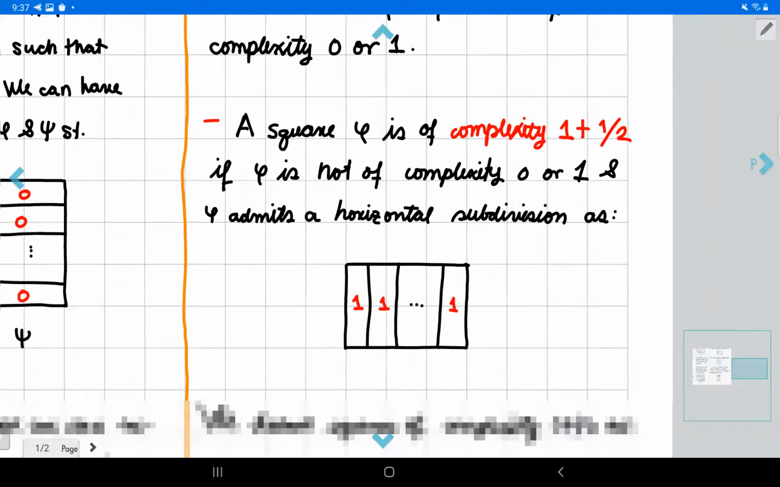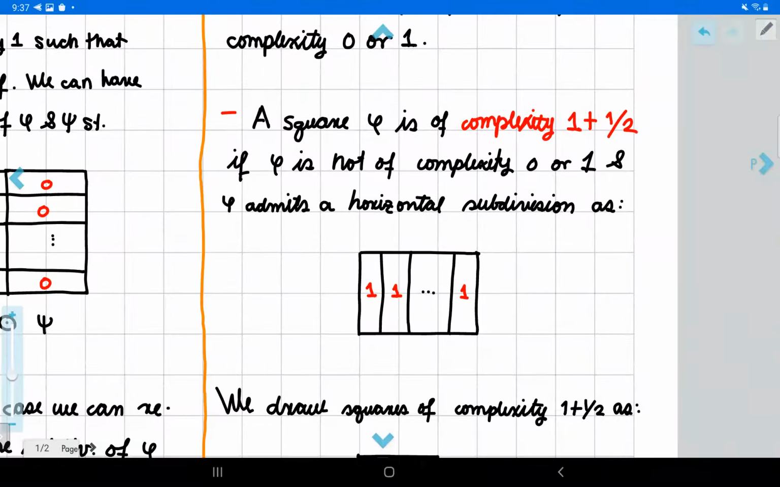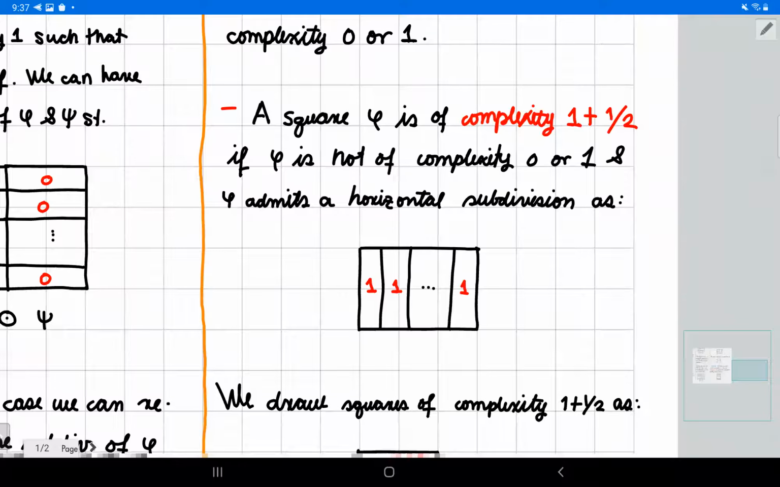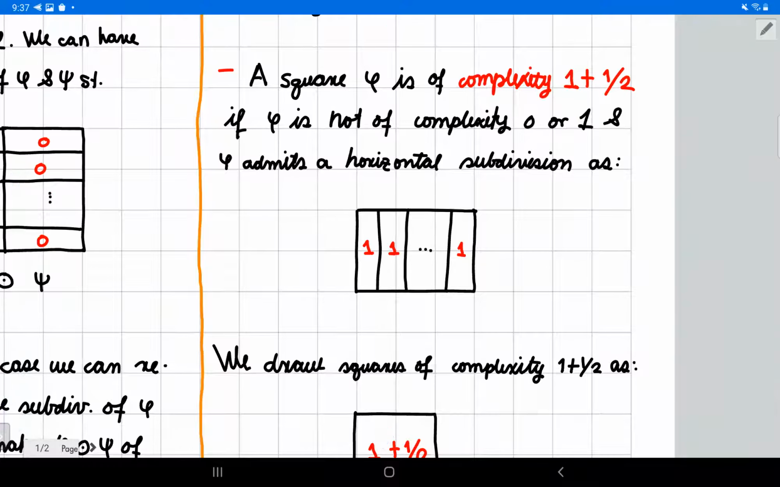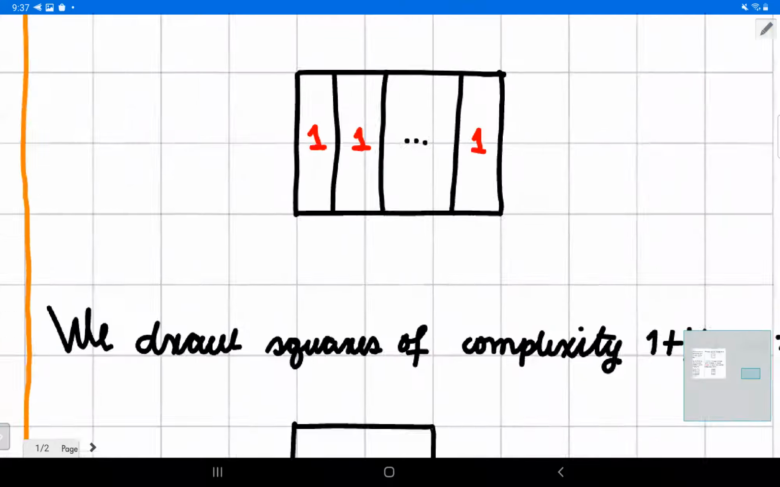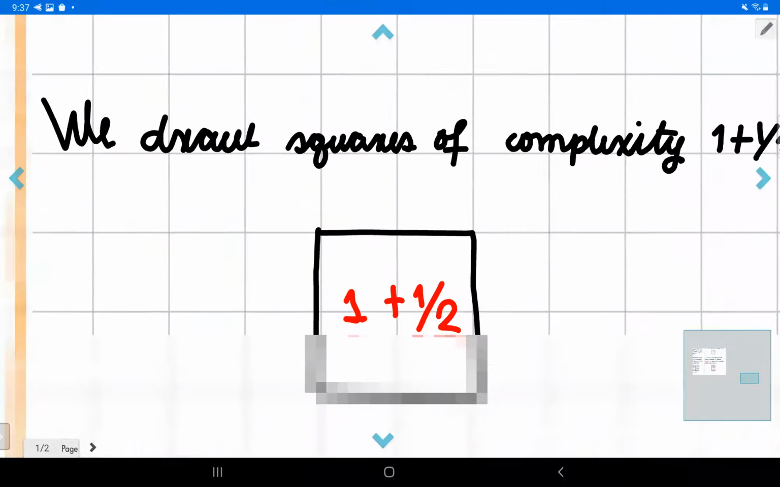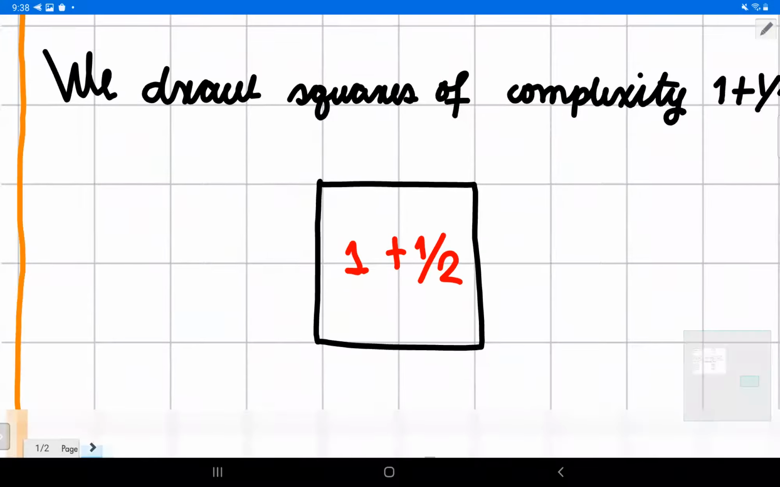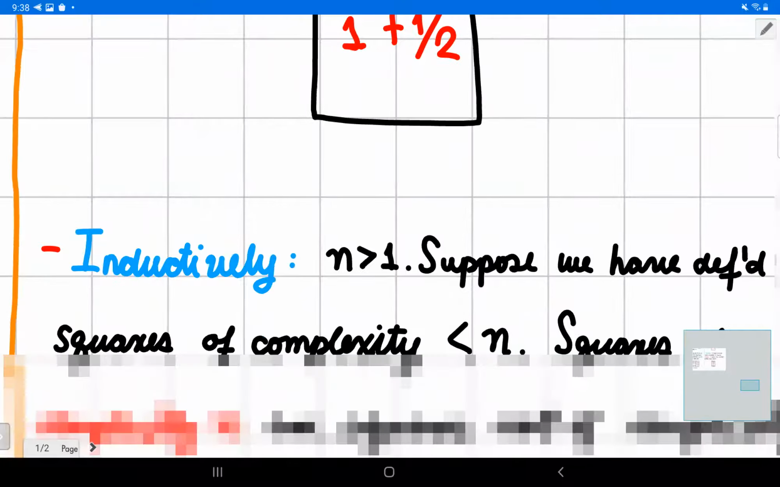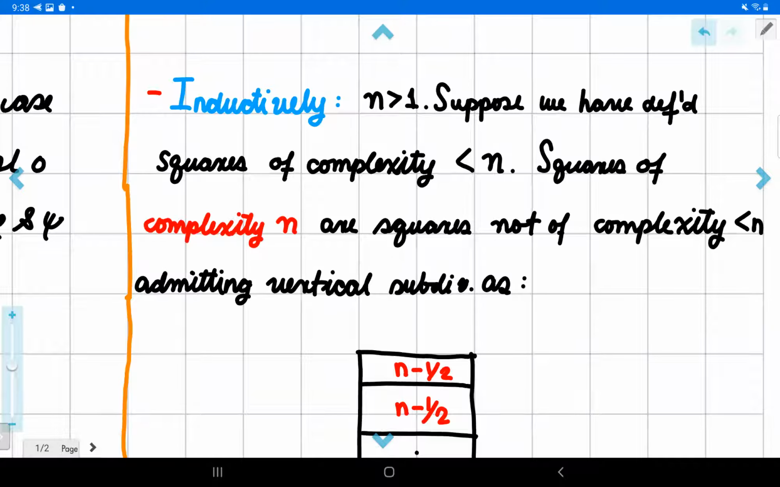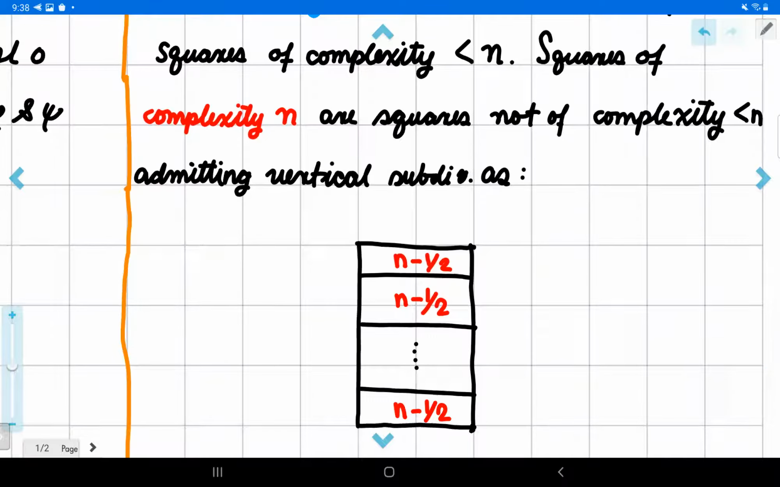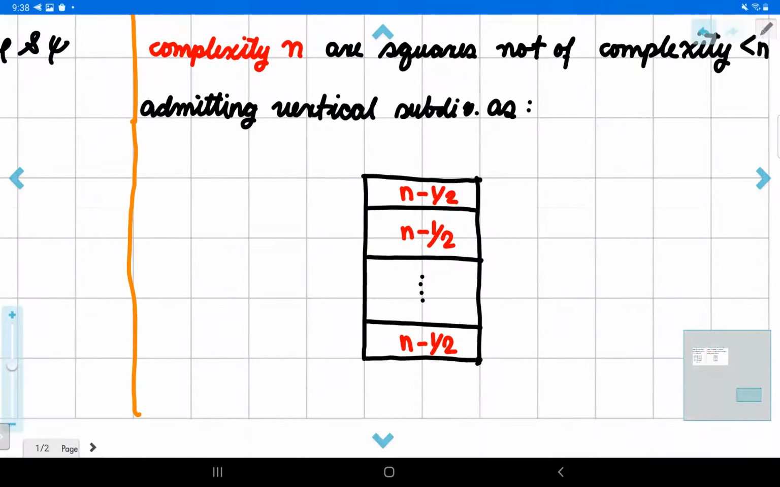So more generally, the square phi in our double category C is of complexity 1 plus 1/2 if phi is not of complexity 0, it's not of complexity 1, and phi admits a horizontal subdivision like so into squares of complexity 1. So we draw squares of complexity 1 plus 1/2 like this. Now we can run this process inductively. So n is a positive integer. Suppose we have defined squares of complexity less than n. Now squares of complexity n are squares not of complexity less than n, admitting a vertical subdivision, like so.